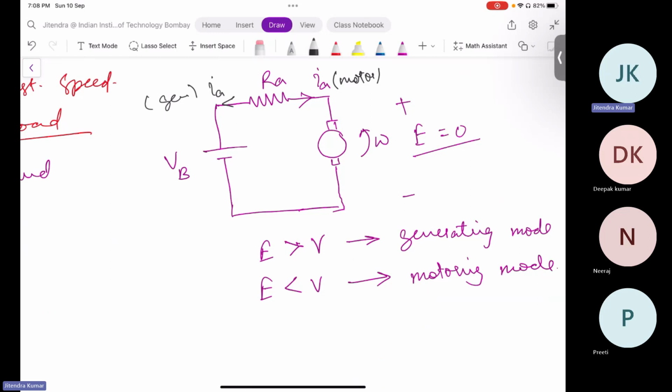And in power electronics also you will study in rectifier topics that the battery charging circuit is connected to a thyristor bridge, right? So there also it happens.